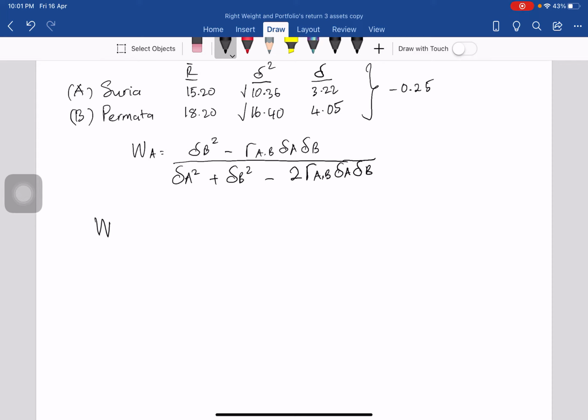So WA is equal to variance A. Where is variance A? Here, 10.36. Sorry, weight A starts with variance B first. Variance B is 16.40.